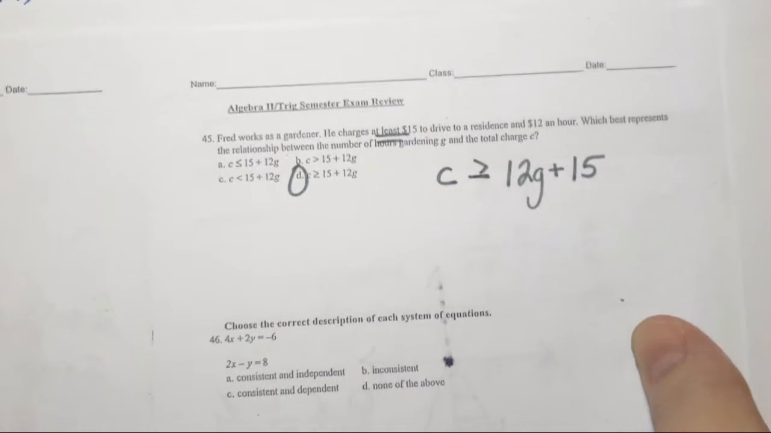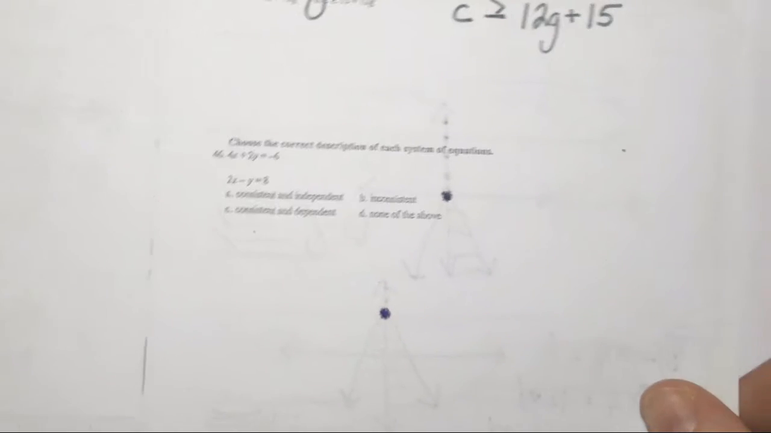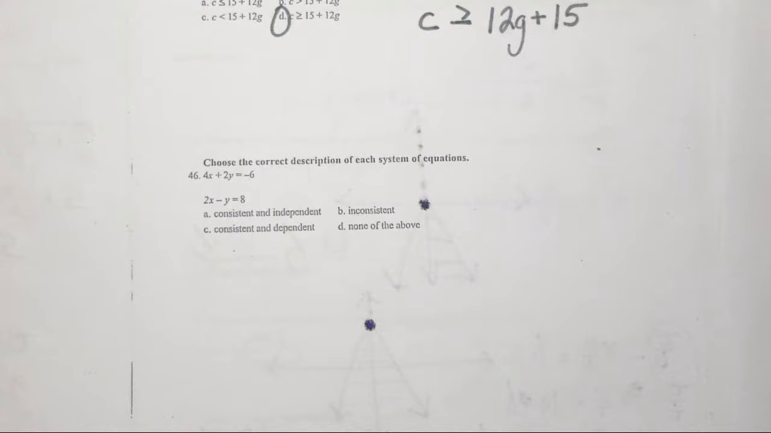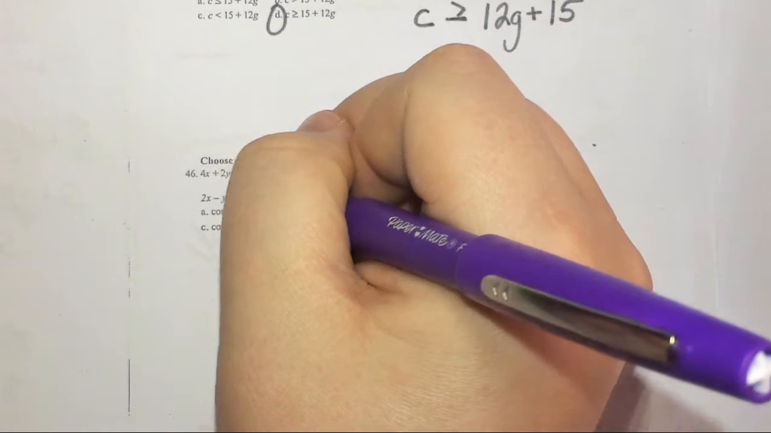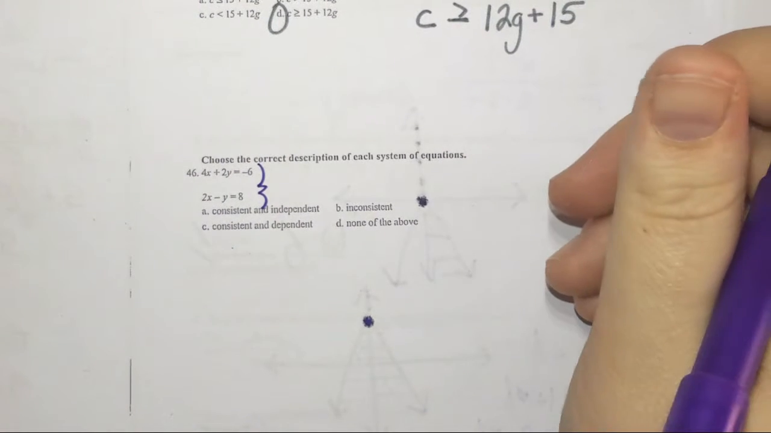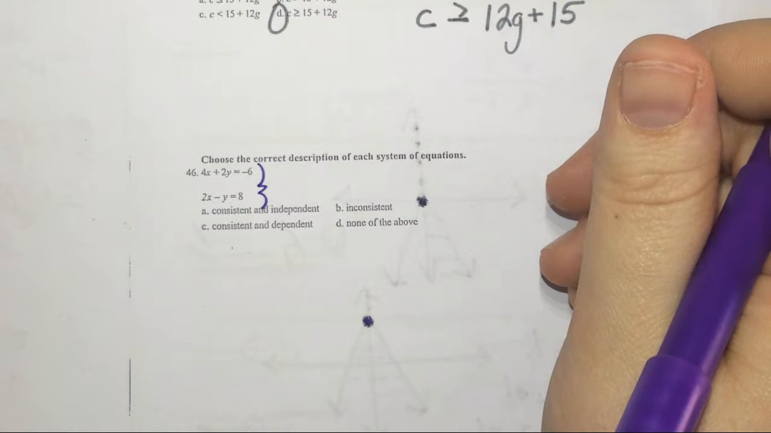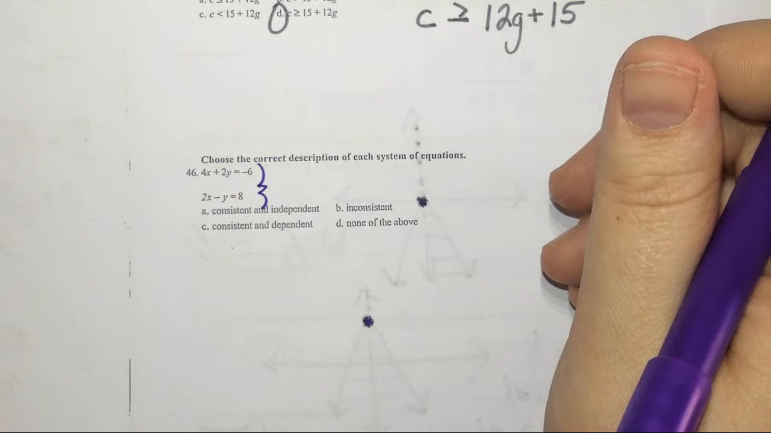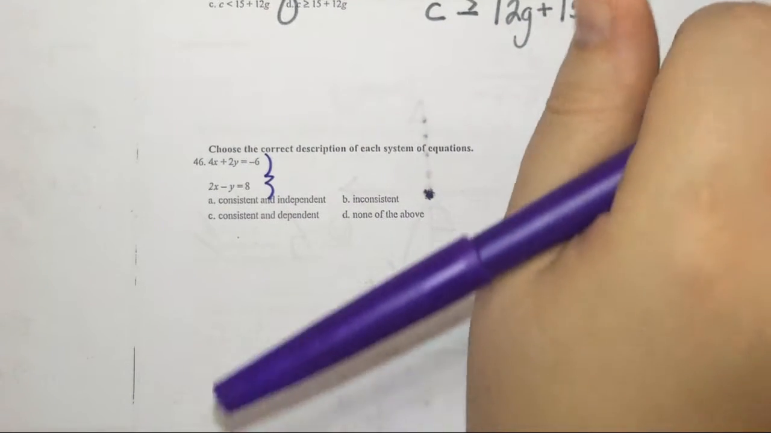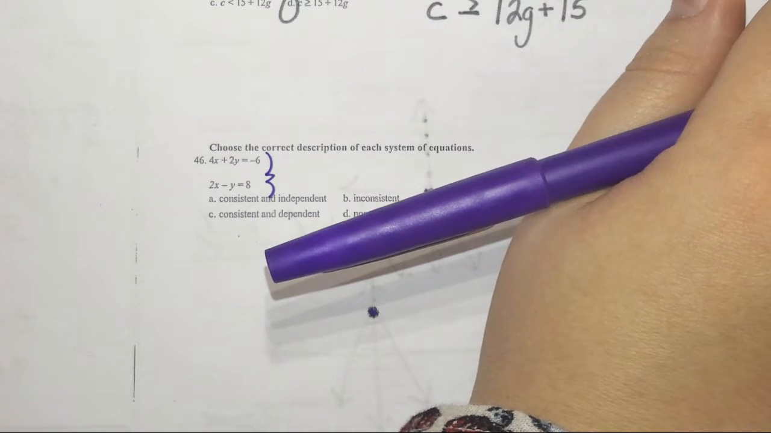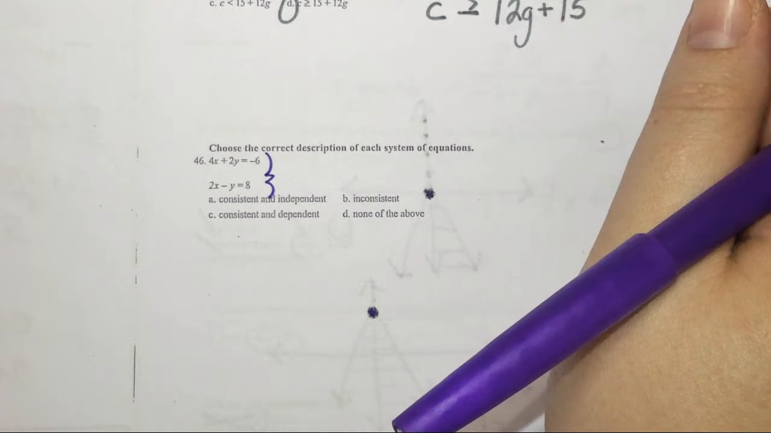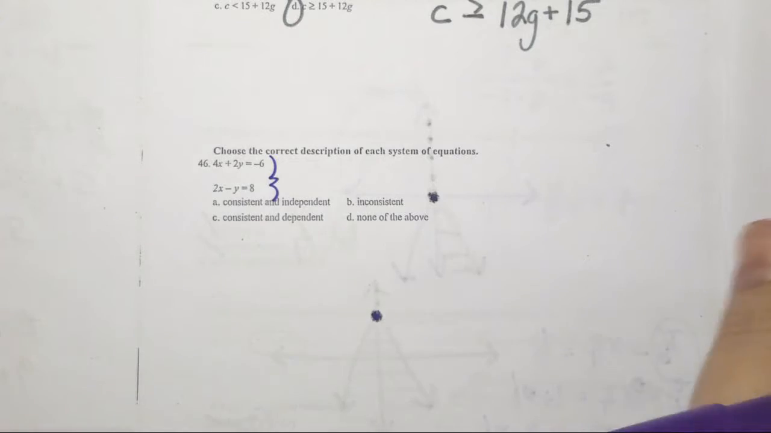46. Oh, yay. I was hoping there was going to be one of these today. I did not know this was going to happen. Thank goodness. 46. Choose the description of each system of equations. Is this system consistent and independent? Inconsistent? Consistent and dependent? None of the above. I need a refresher. What do those words mean?